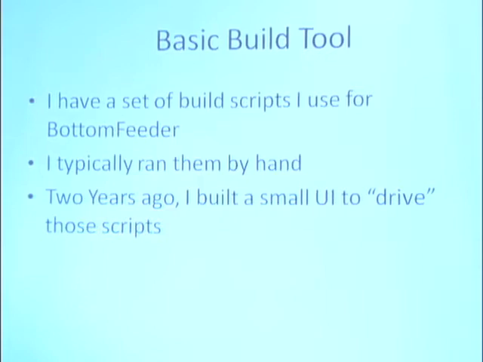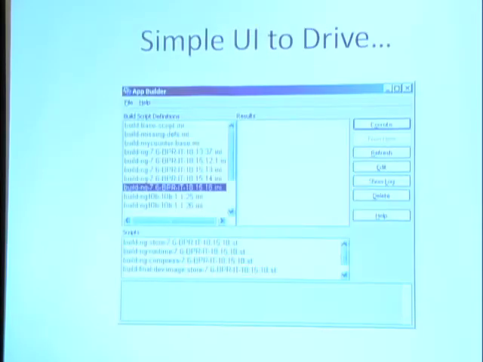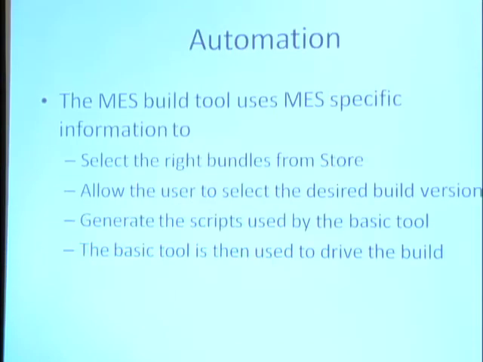Two years ago, I built a small UI to drive the larger scripts, and that's where this tool itself came from. But for this thing, for NES, I wanted to actually automate the whole process. So the scripts get generated, say I want to build version 18.16.1. Generate me a set of script files that'll build that. So it selects the right bundle from Store. So you tell it I want to build this, it'll select that. It'll go into the repository, find that version, and it'll allow the user to select the desired build, generate those scripts, and then that basic tool will go through and run everything.